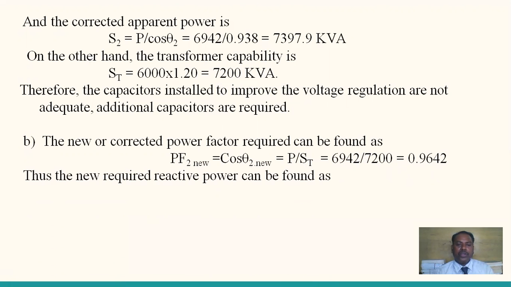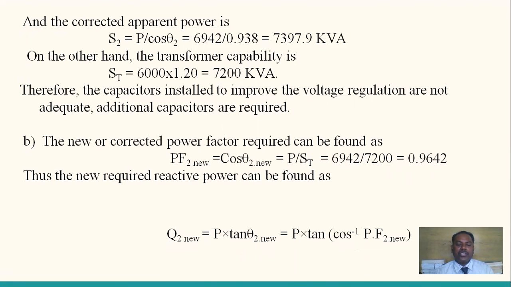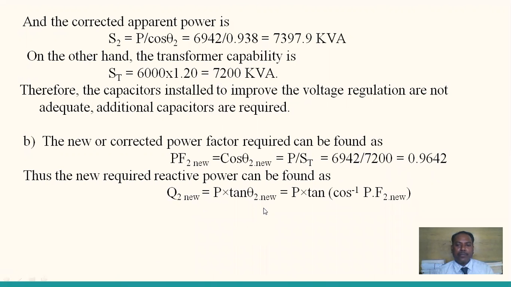Thus the new required reactive power can be found as Q2 new is equal to P into tan phi 2 new, where phi 2 is cos inverse of the new power factor. So 6942 into 0.2752, which is equal to 1910 kVAR, is the required reactive power.